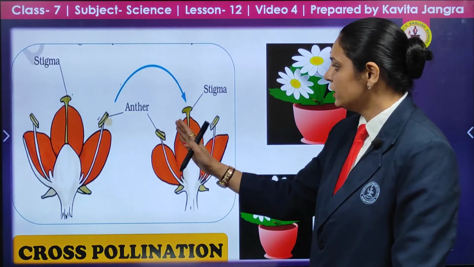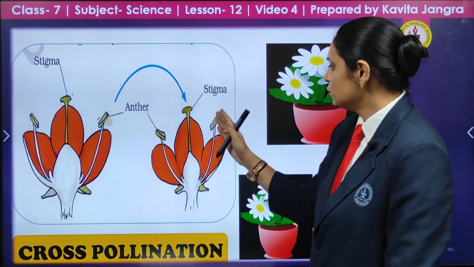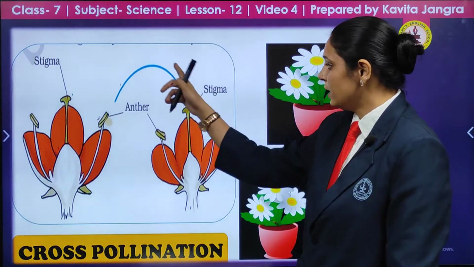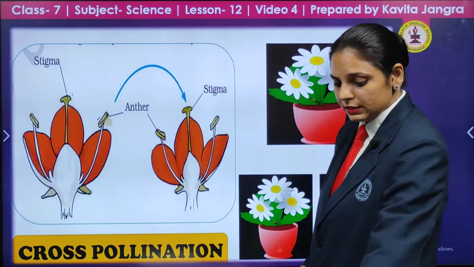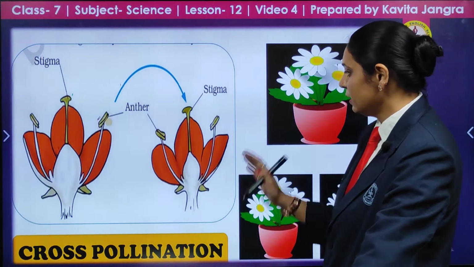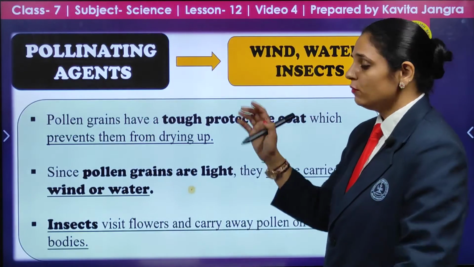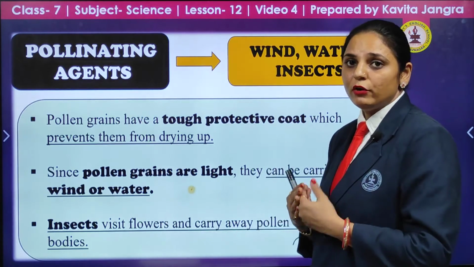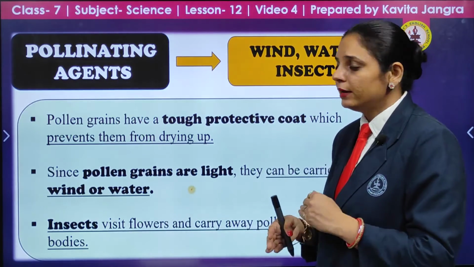And next, cross-pollination: from one flower to another flower's stigma. Pollen from the anther of one flower to the stigma of another flower is cross-pollination. And what are the pollinating agents? How are these transferred?